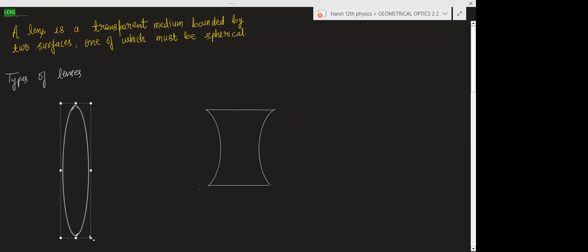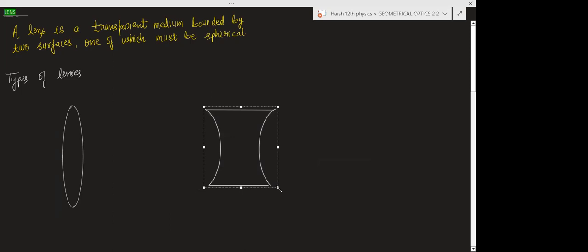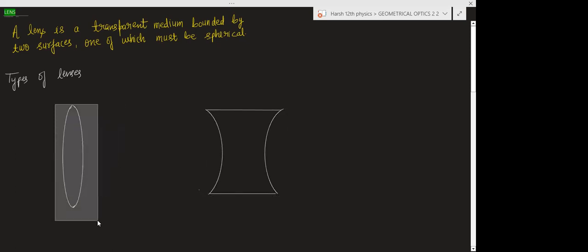What is the meaning of a spherical surface? Spherical means the surface must be concave or convex. So what is a lens? A lens is a transparent medium bounded by two surfaces, one of which must be spherical. So these are the lenses. In our syllabus we will discuss the thin lenses.